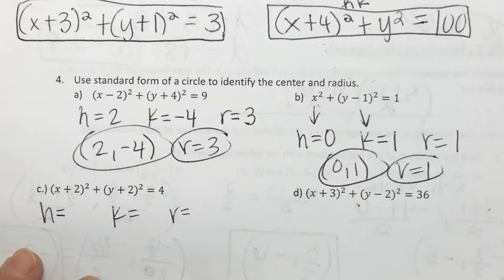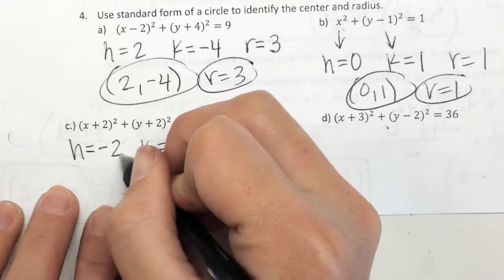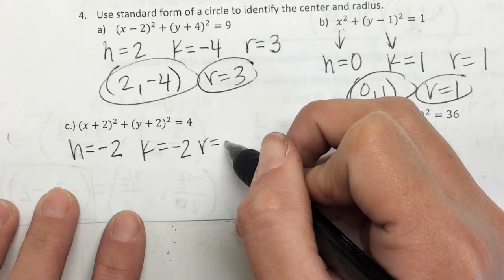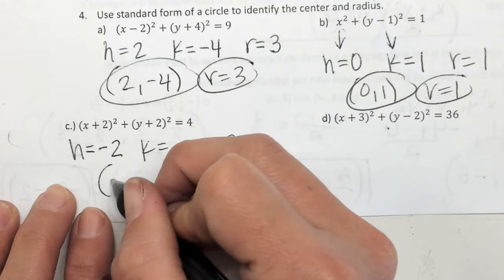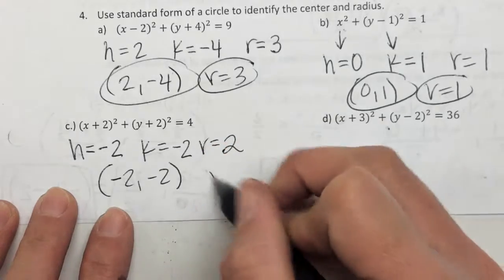Alright, Miles, tell me H in this one. Darian, tell me the K. Logan, tell me R. 2. Good, so the center is at -2, -2, and the radius is 2. Good.